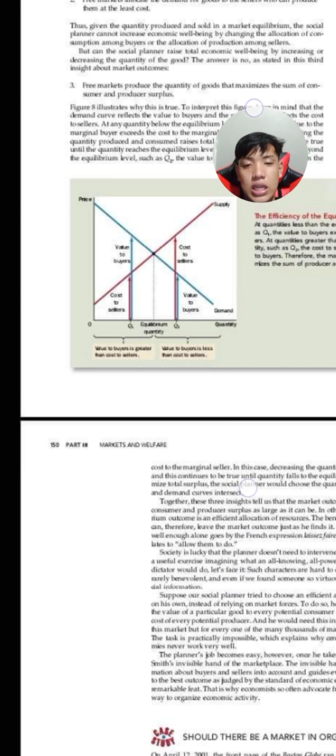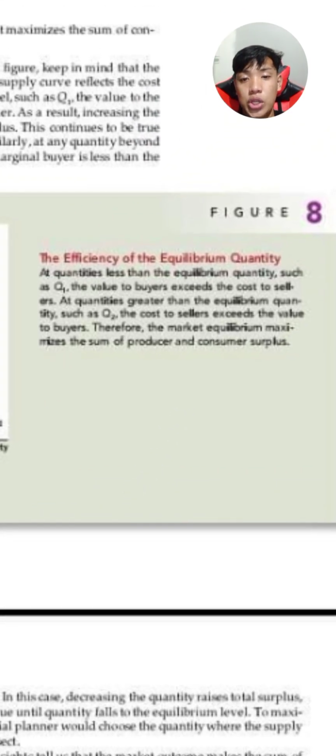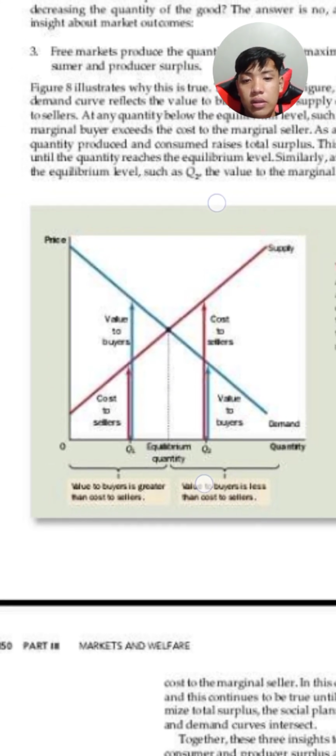Let's proceed to another graph. But before that, I read this, the efficiency of the equilibrium quantity. At a quantity less than the equilibrium quantity, such as Q1, the value to buyers exceeds the cost to sellers. At quantities greater than the equilibrium quantity, such as Q2, the cost to sellers exceeds the value to buyers. Therefore, the market equilibrium maximizes the sum of producer and consumer surplus. So let's proceed to the second graph.